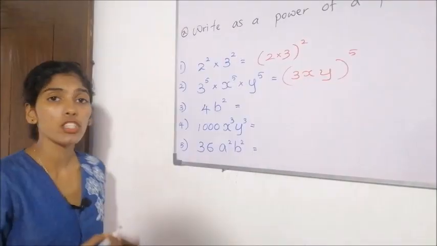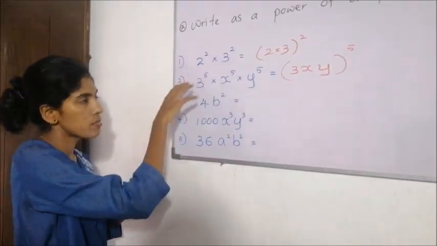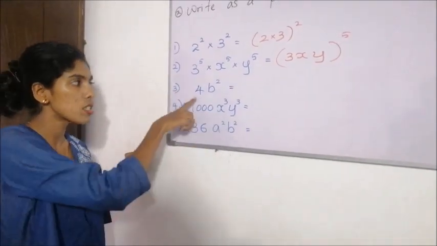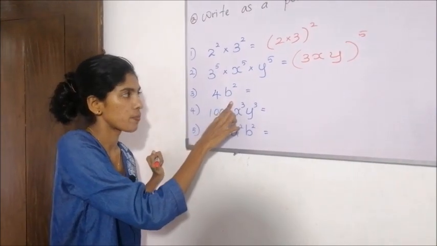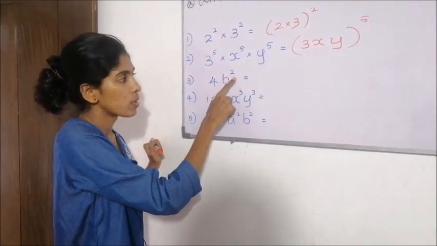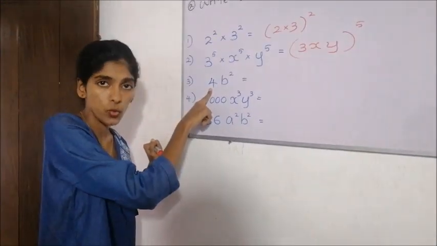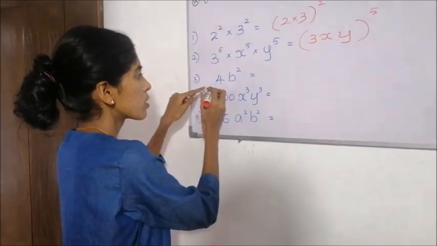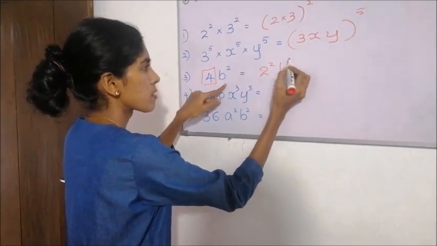Next, you are given just a number, not like earlier. Earlier the numbers given were written in index notation, but here just a number is given, and the other term is in index notation already. See children, when you see this squared, the power 2, 4 even can be written in index notation, right? 2 squared. 2 squared is 4. So this 4 can be written as 2 squared, and this b squared.